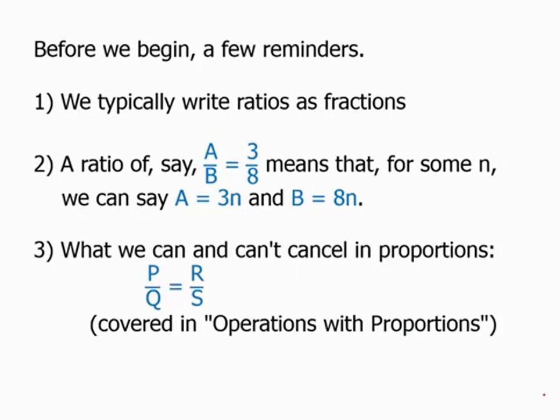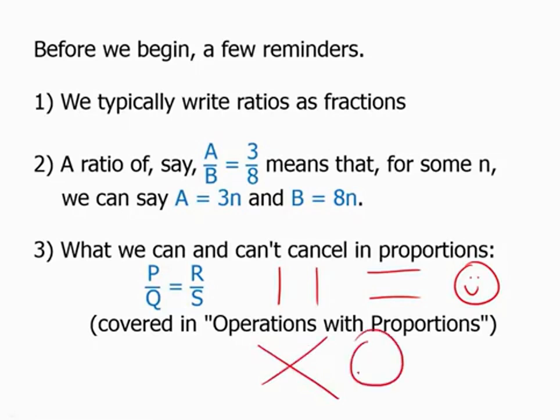Finally, a very important point: what we can and can't cancel in proportions. This is just a brief review. Of course, we can cancel up and down in any proportion. We also can cancel across two numerators or across two denominators. All those are fine. The one thing we're not allowed to do in a proportion is cross-cancel.